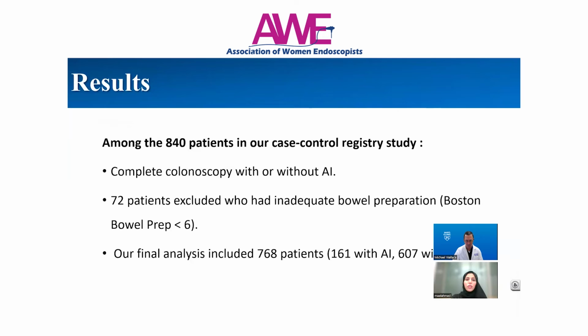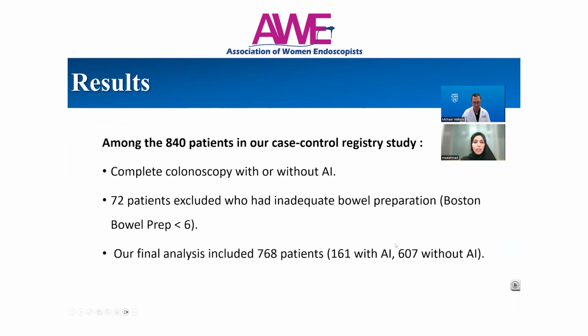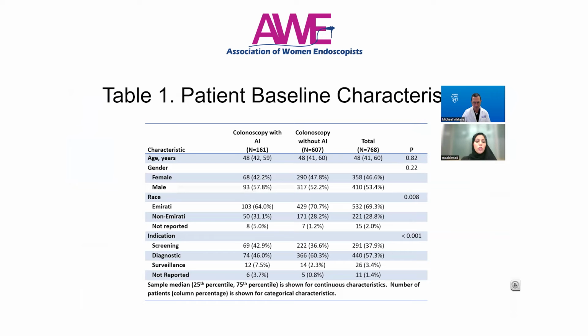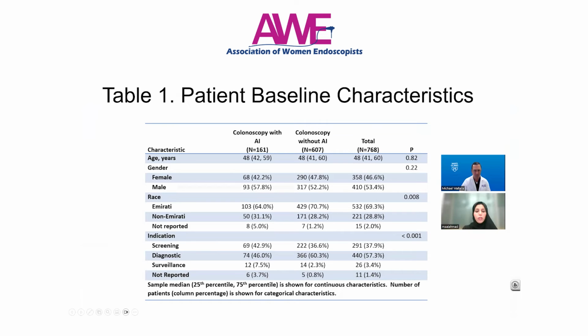So among the 840 patients in our case control registry study, 72 were excluded who had inadequate bowel preparation, and our final analysis included a total of 768 patients. 161 with AI were matched with 607 without AI. So both groups were well balanced. For example, median age was identical at 48 years. In addition to age, both groups were overall well balanced for multiple factors such as race.